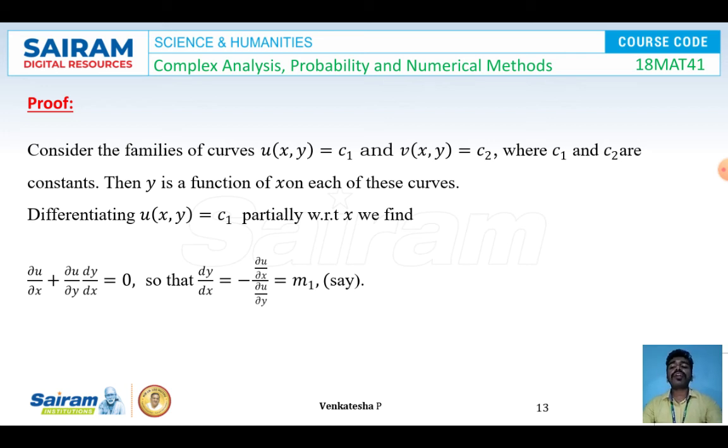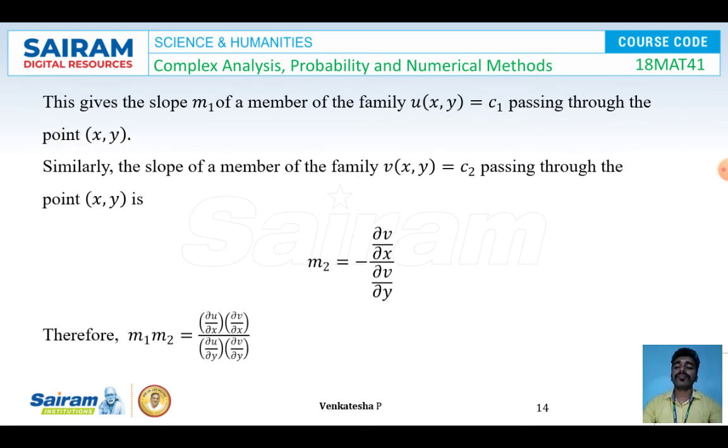So now differentiating u(x,y) = c1 partially with respect to x, we'll be getting the equation like ∂u/∂x plus ∂u/∂y into dy/dx. Since y is a function of x here, the equation will become ∂u/∂x plus ∂u/∂y into dy/dx is equal to 0. So I'll be getting dy/dx is equal to minus ∂u/∂x divided by ∂u/∂y. I'll be calling this equation as m1.